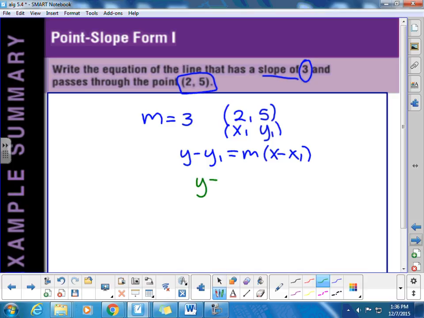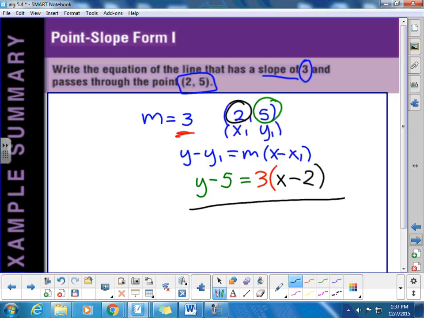y minus our y1, which is 5, equals, here's the m, that's our slope, times x minus, here's our x1. And there's nothing to simplify here. This is a nice, beautiful point slope form equation. And you can leave it just like that. Pause as you need to.